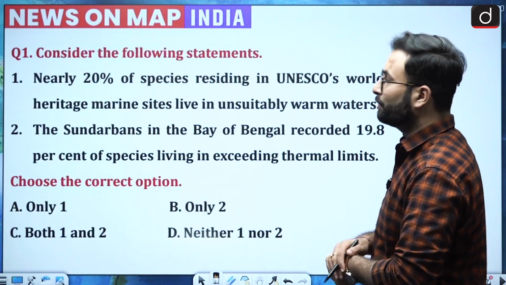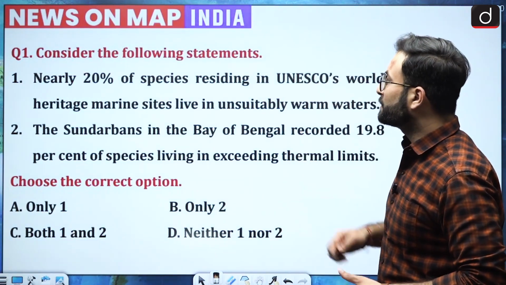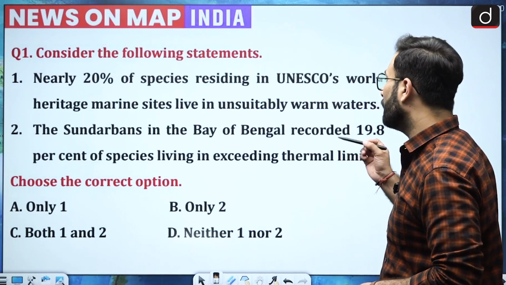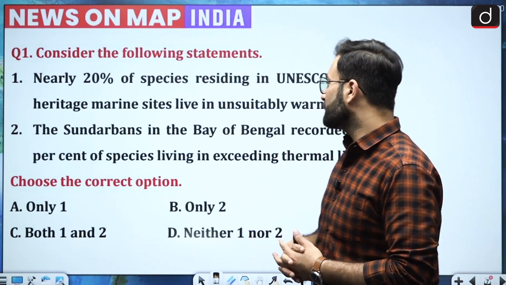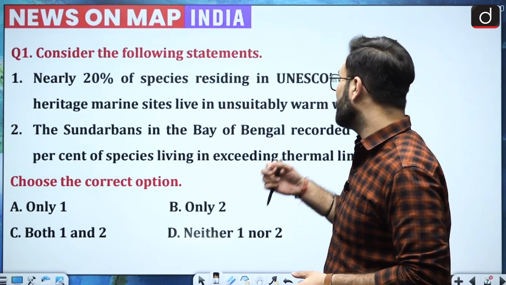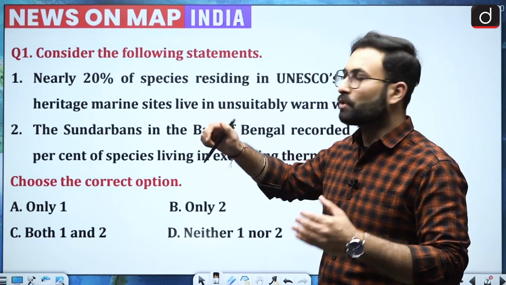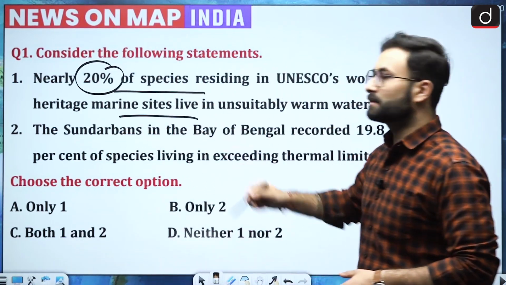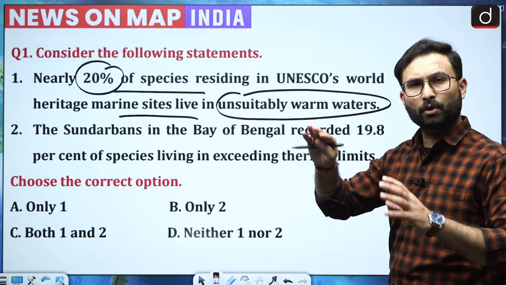Okay, so that is the concept of artesian well. Now starting with question number 1. Consider the following statements. Nearly 20% of the species residing in UNESCO's World Heritage Marine Sites live in unsuitably warm waters. Second, the Sundarbans in the Bay of Bengal recorded 19.8% of the species living in exceeding thermal limits. So basically there is a report saying that nearly 20% of the species in the marine sites are living in unsuitably warm waters because of global warming, etc.